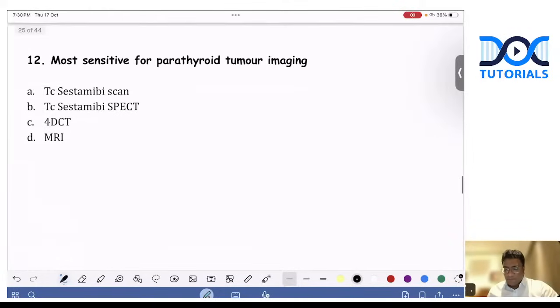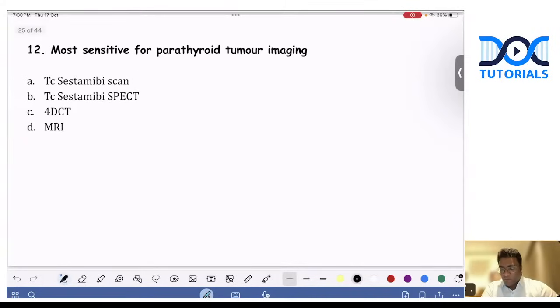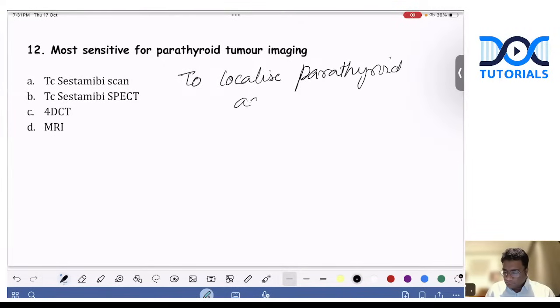Next. Okay, let me see how many of you have answered correctly. I'll see your answers. Please answer this. What is the most sensitive investigation for localizing parathyroid adenoma? To localize the parathyroid adenoma, what is the most sensitive investigation?